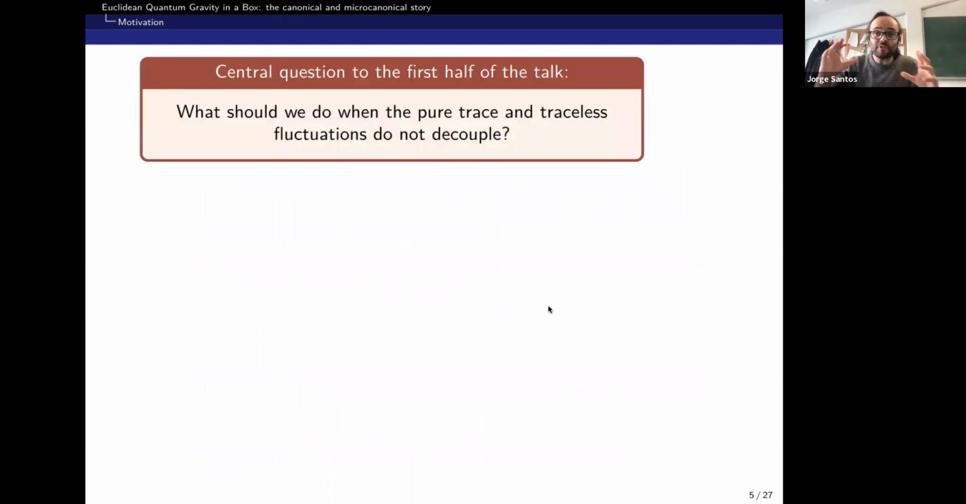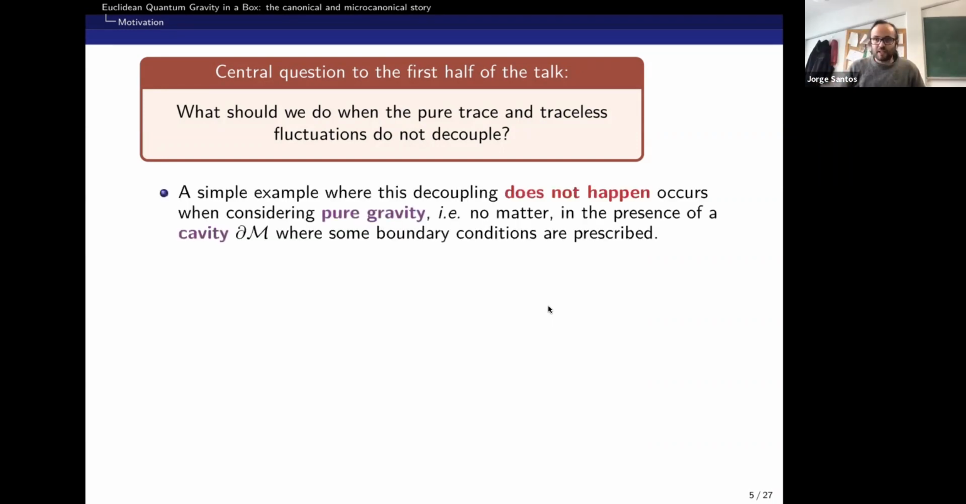Okay, so one of the central questions for the first half of this talk is the following: what should we do when the pure trace and traceless fluctuations do not decouple? If you cannot decouple the behavior of the conformal factor from the conformal metric, what should we do? We know that we can no longer Wick rotate them separately. So what should we do in that case? Okay. What is the simplest example that I can provide where there's no decoupling? The simplest example is when you consider pure gravity inside a box. So instead of going all the way to asymptotic flat or all the way to the conformal boundary of AdS, I will stop at some radius, okay?